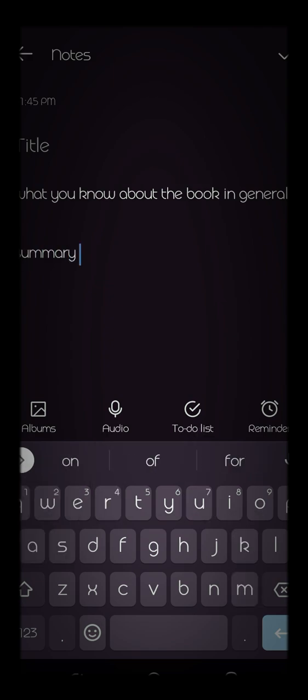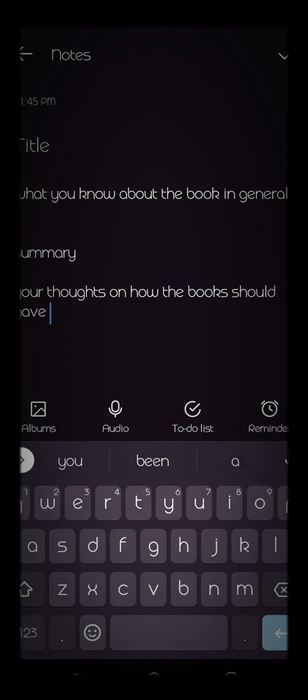You summarize the whole book, then you give your thoughts on how the book should have been. Next, you give a conclusion and end there. So this is it. In the part on thoughts on how the book should have been, you fish out whether there are grammatical errors or something like that in the book. After that, do you understand?